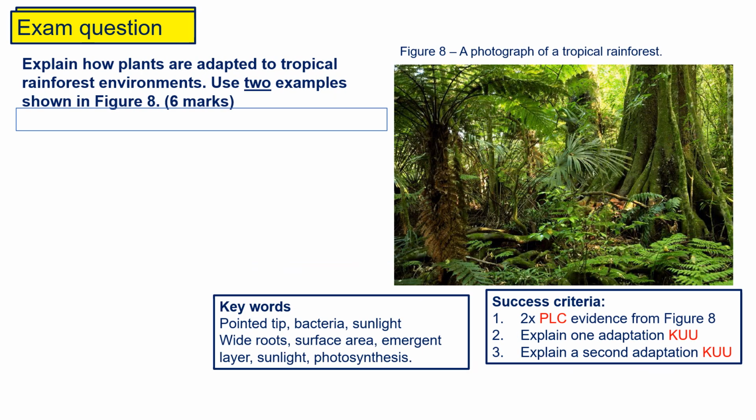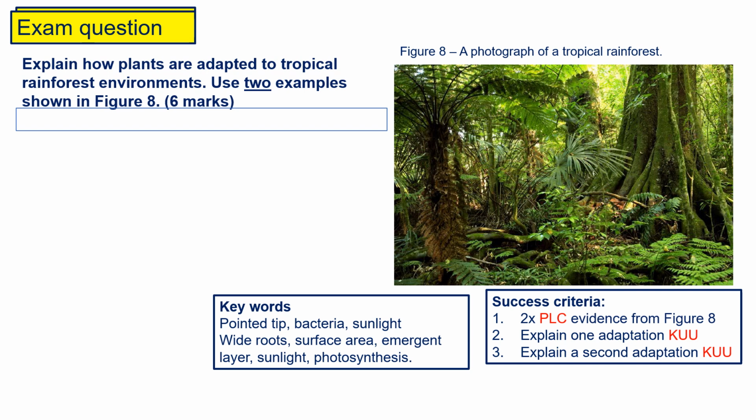The next question, exactly the same structure, apart from this question is asking you about plants rather than animals. You need KUU on 2 plant adaptations in the rainforest. Use the figure, you can see buttress roots, you can see drip tips. Explain how they help the plant survive. Please pause.